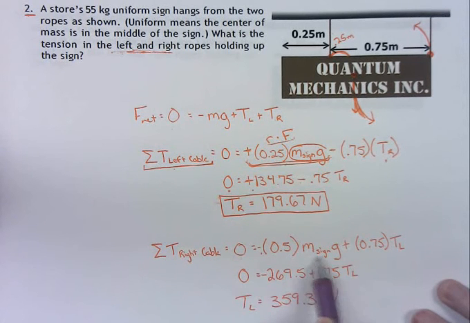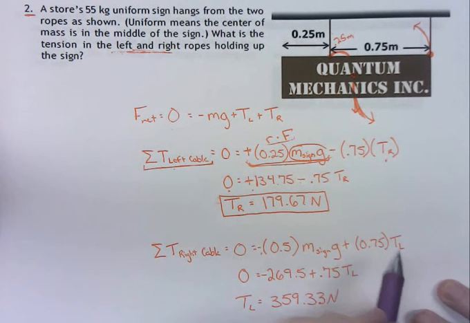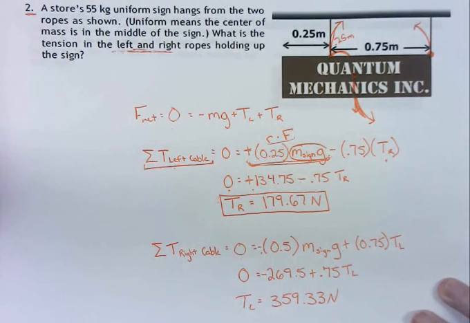And then the force is going to be, of course, the mass times g of the sign, the force of gravity of the sign. And then we need to look at the torque coming from the leftmost cable. That's 0.75 meters away. And that would be acting clockwise, because if you look at how that's being pulled, that would pull it in the clockwise direction coming from there. So we're going to treat that as positive. So I do the same thing I did previously. 0 equals negative 269.5, those two numbers multiplied, plus 0.75 TL, and I get the leftmost cable is equal to 359.33 newtons. I'll put a box around that to show that, hey, that's a final answer.